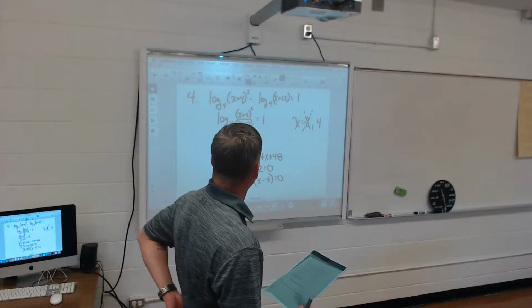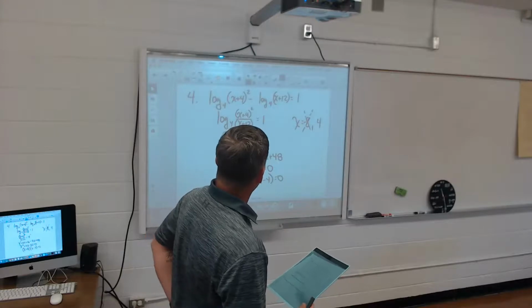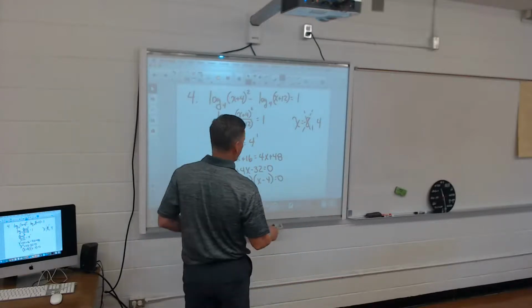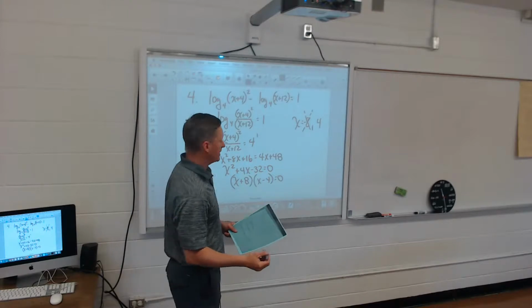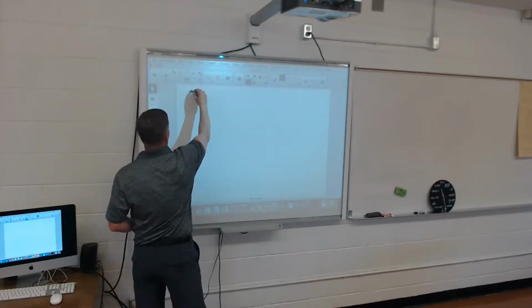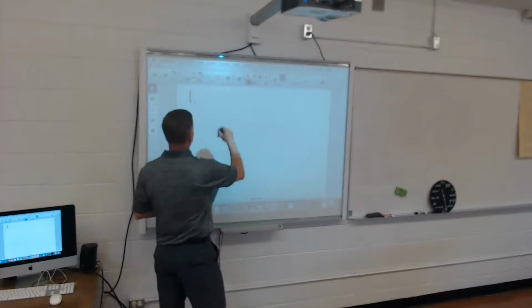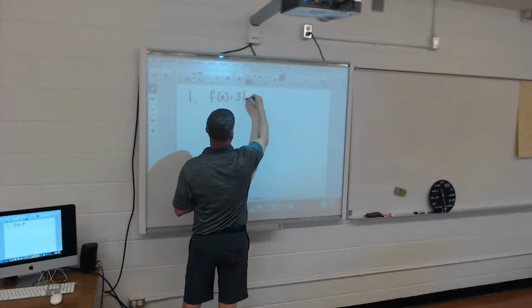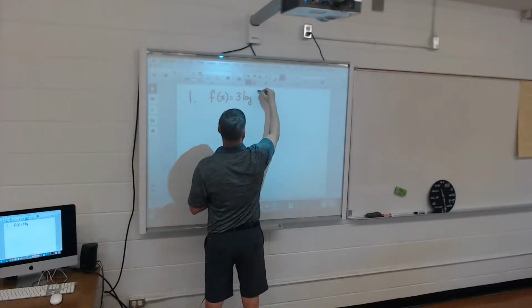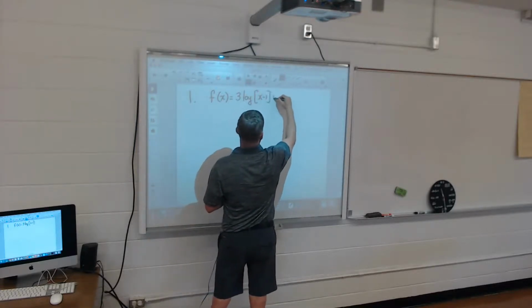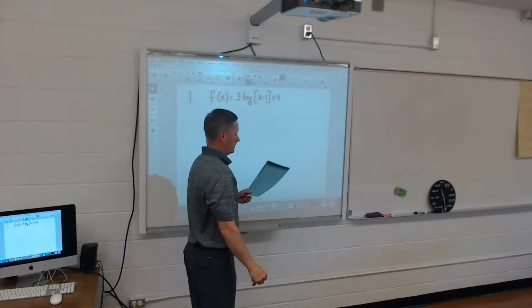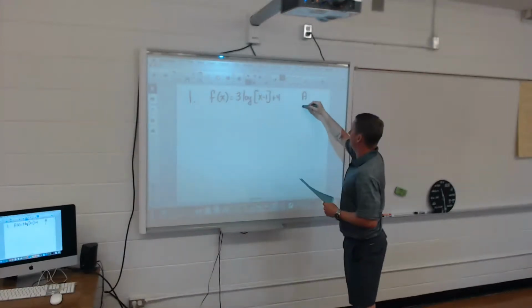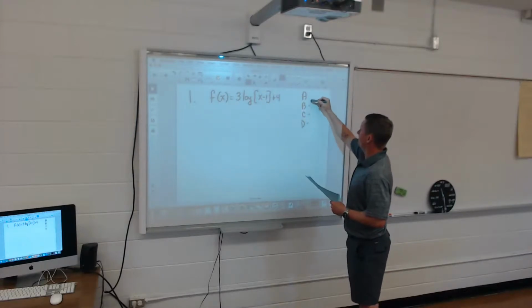All right. Another question that we've done something similar to in applied as well. Okay, problem number 1. Got a sketch, f of x equals 3 log of x minus 1 plus 4. So let's do A, B, C, and D. A is 3, B is 1, C is 1, D is 4.